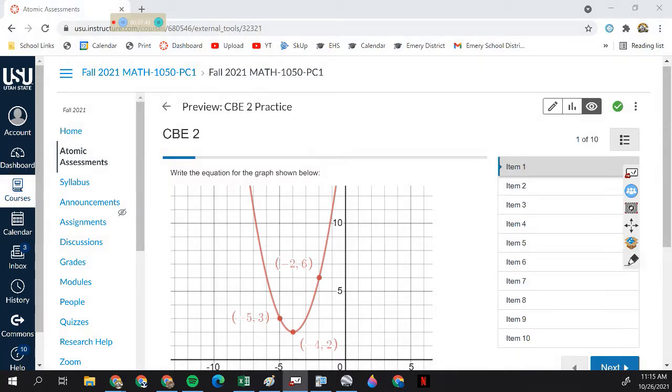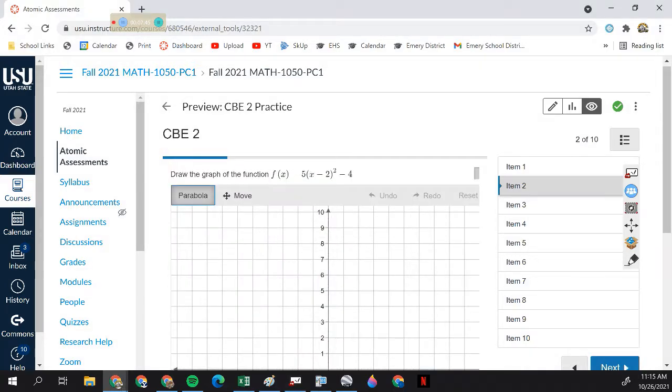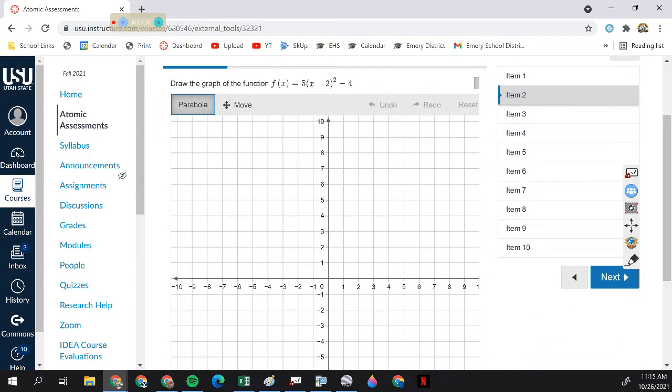Okay, number 2. So we need to graph this. So the vertex is going to be 2, -4. So 2, -4 right there. And then it's a parabola that is positive, so it goes up. And it has a 5 as its leading coefficient, so we would go over 1, up 5. And that would be the parabola. Easy enough?